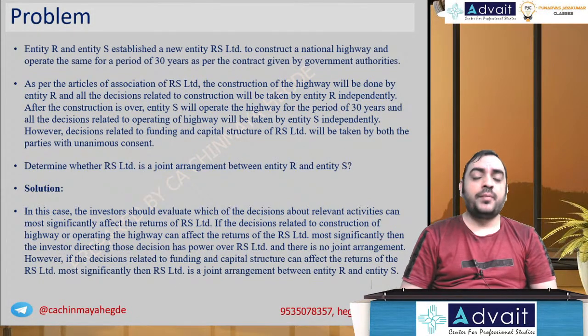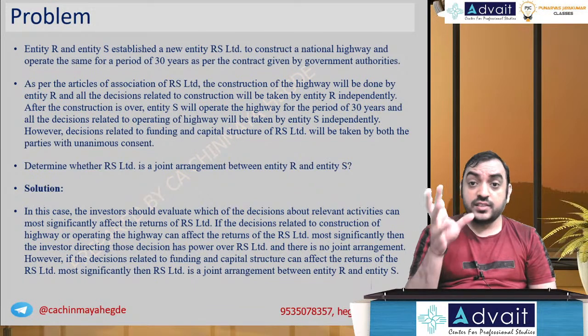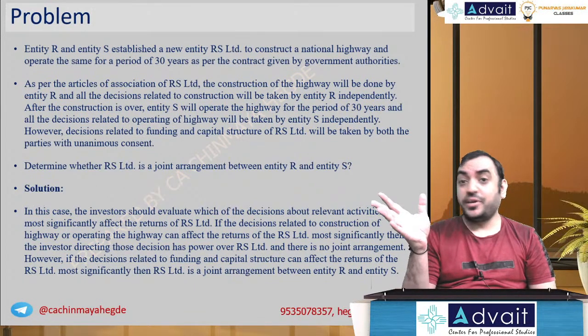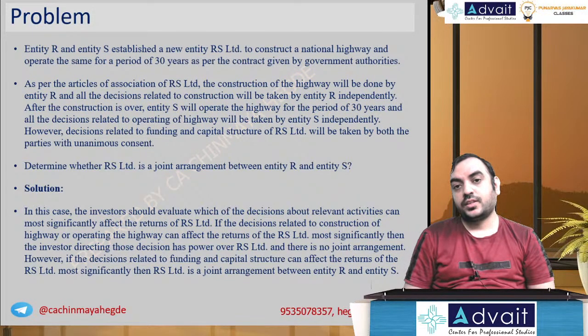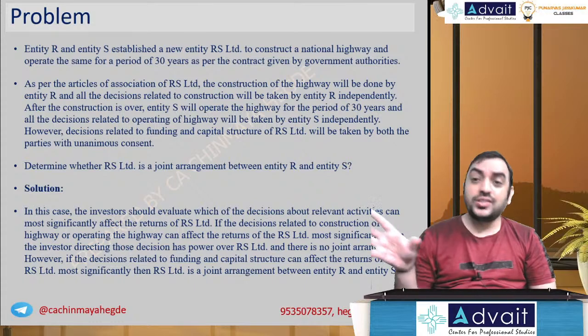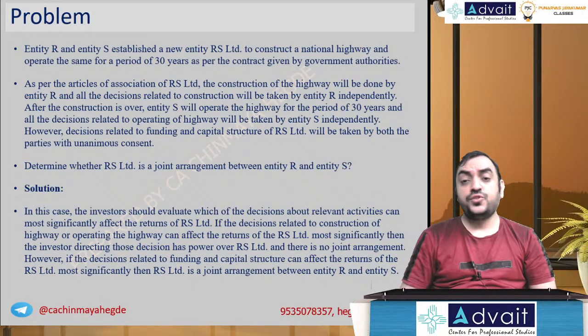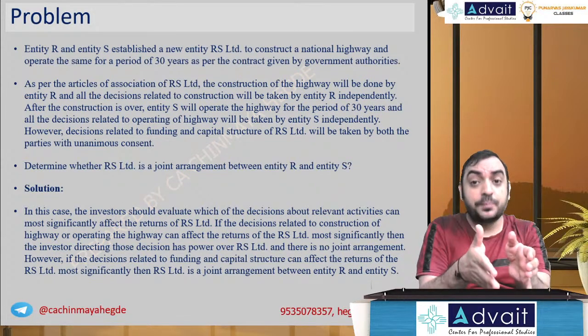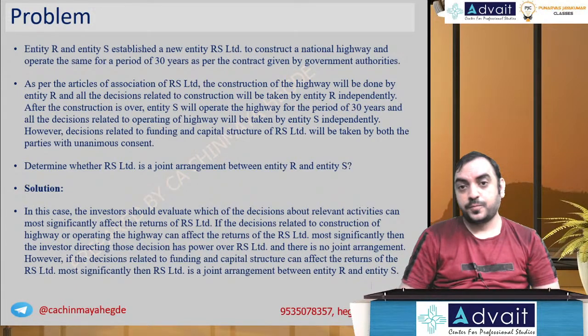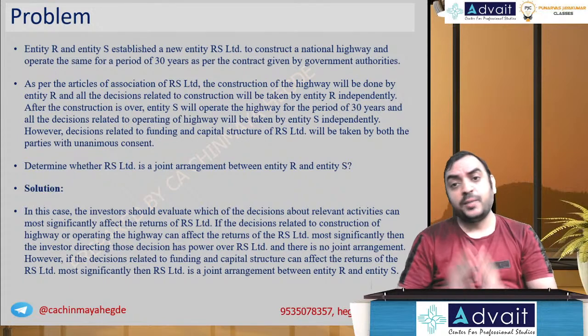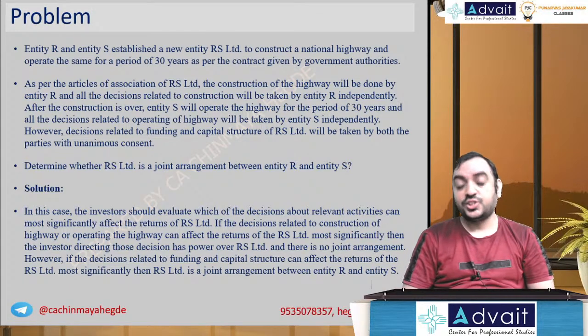What point do you need to keep in mind, my dear friends? When there is no separate entity, definitely it's a case of joint operation. Two types are there: joint operation and joint venture, which has a separate entity. When there is no separate entity, definitely it will be a joint operation. Of course, there has to be joint control first of all. But if there is a separate entity, then we have to look at the purpose, the structure, the objective.